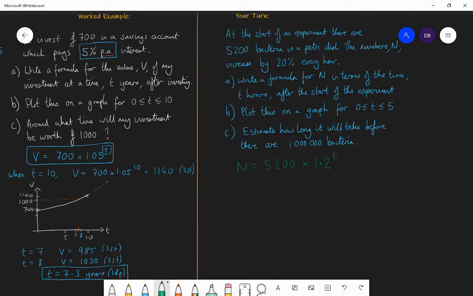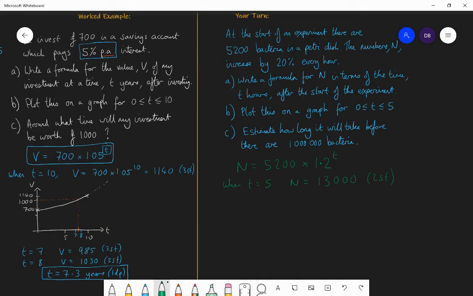Plotting it between 0 and 5, I need to have a general sense of how many bacteria I'll have after 5 hours. So when t is 5, the number of bacteria is 5,200 times 1.2 to the power of 5, which is approximately 13,000. Okay, so 13,000 bacteria to two significant figures.